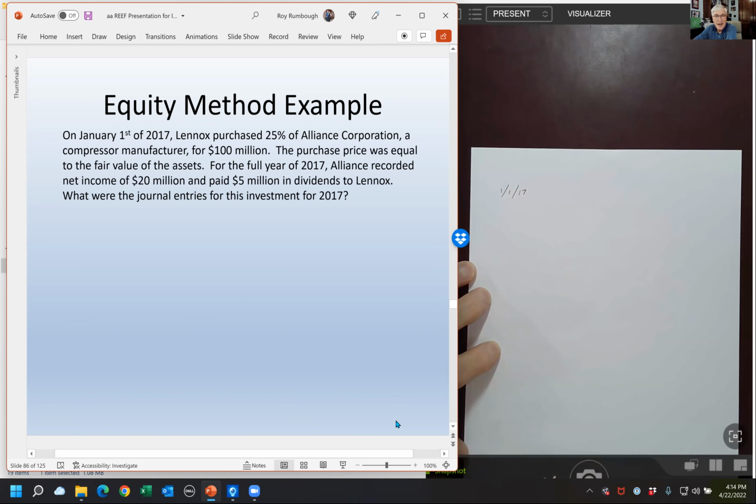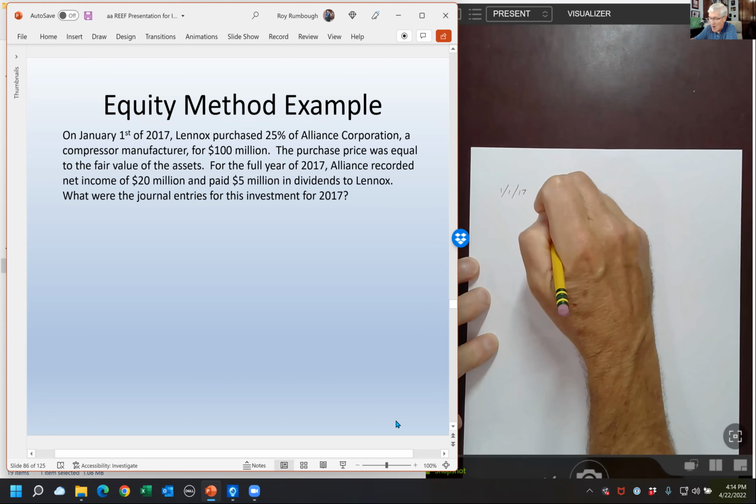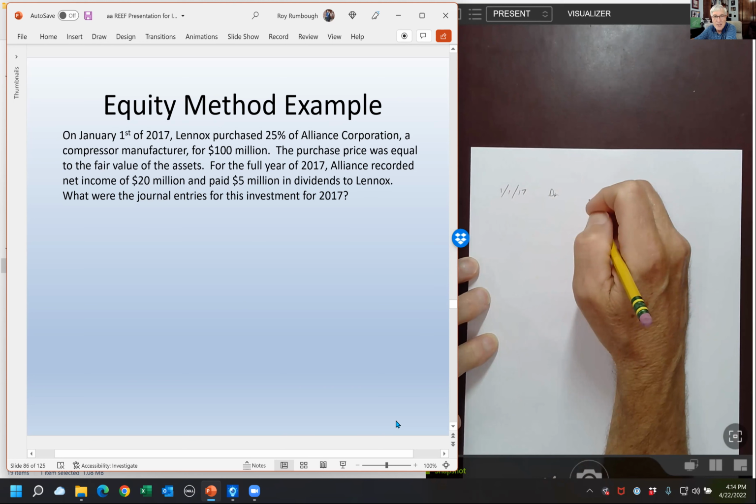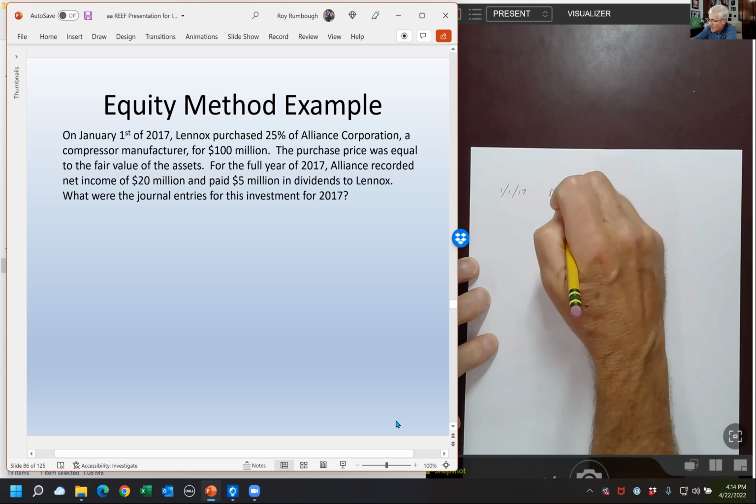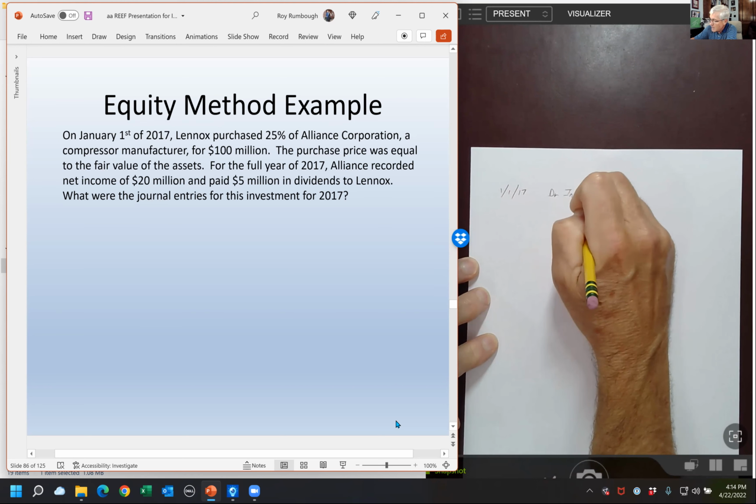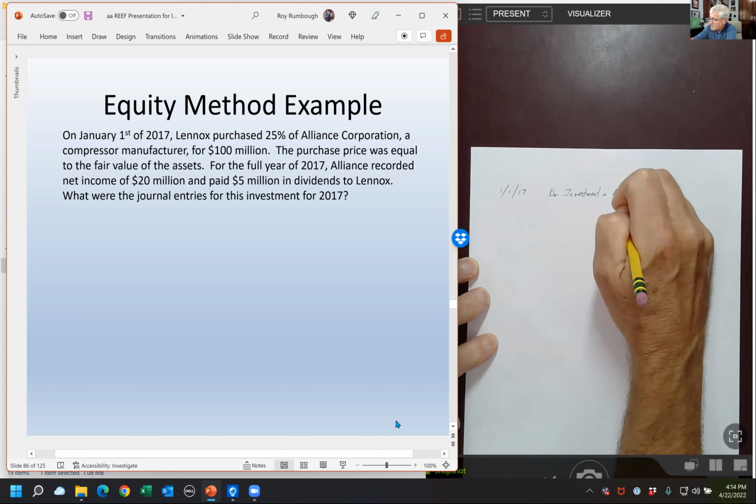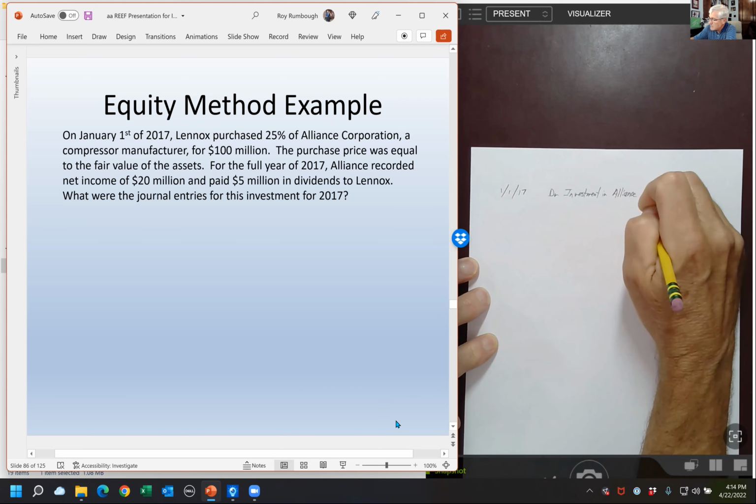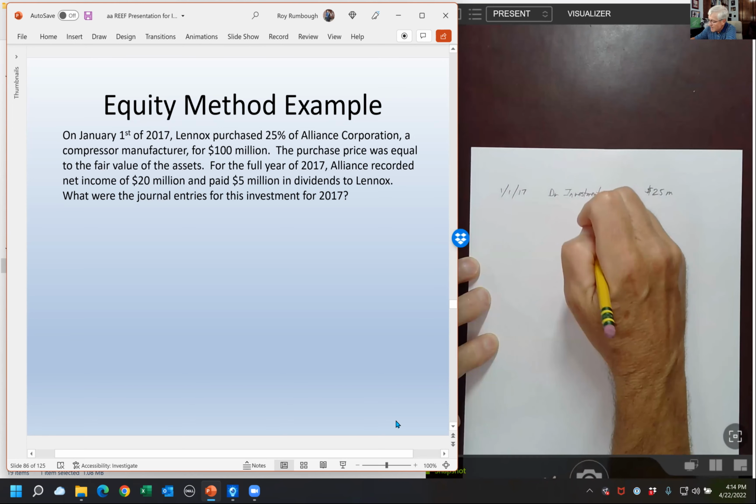On 1/1/17, we acquired 25% of Alliance Corporation. I don't know that the amounts are right, but we bought 25%. And so we're going to debit investment in Alliance for 25 million, and obviously credit cash.